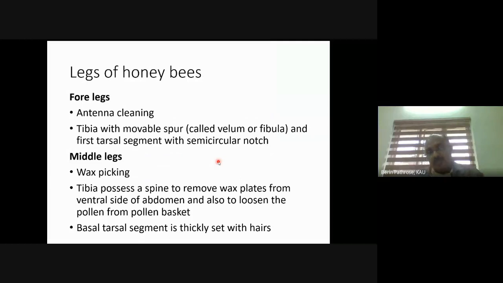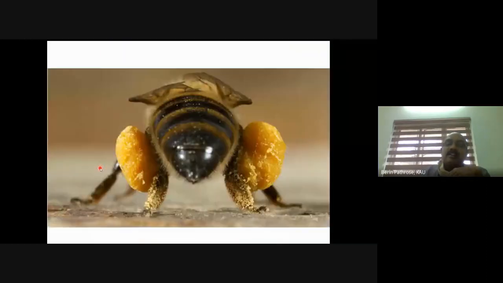So the foreleg of the honeybee is modified for antenna cleaning, with a tibia having a spur and the first tarsal segment having a semicircular notch. The tibial spur is also called velum or fibula. The middle leg is used for wax picking. It has a spine which removes wax from the ventral side of the abdomen, and this spine is also used for loosening the pollen from the basket. You can see it is thickly packed.